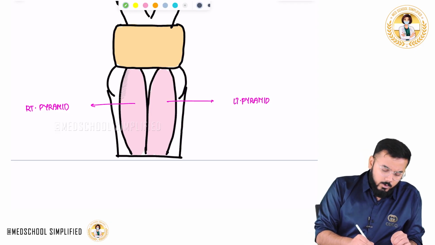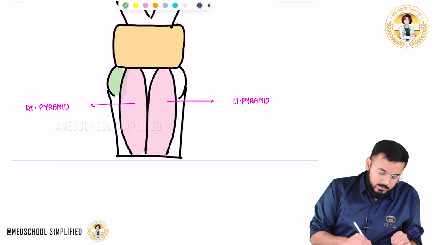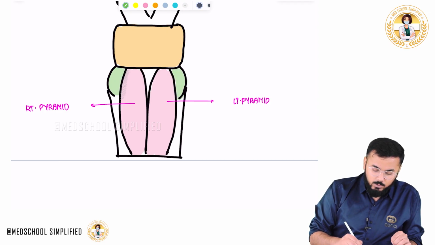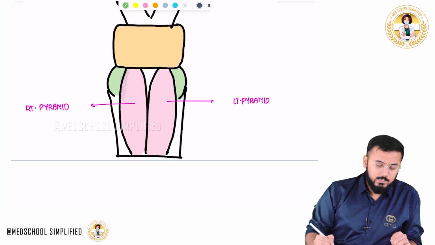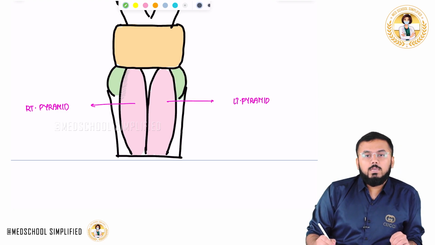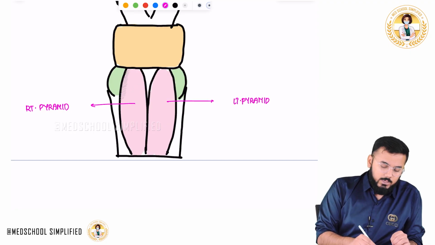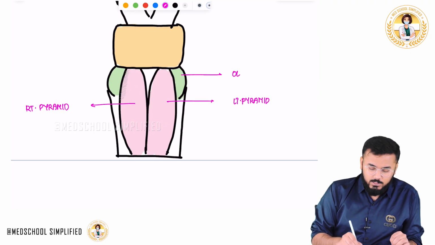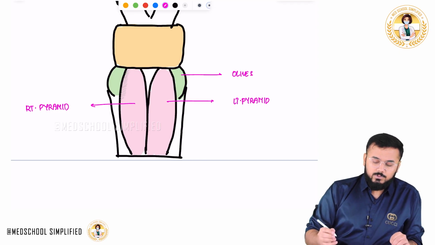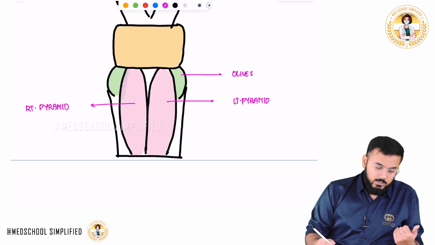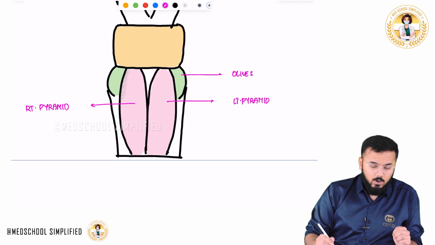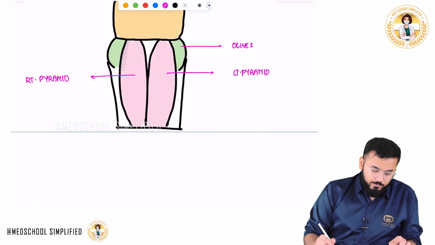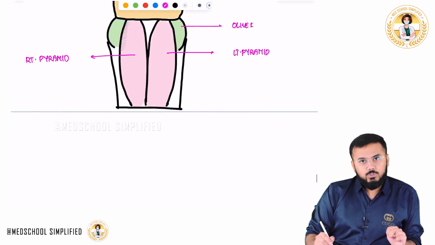Next important thing is these round shaped bodies which are located on the outer parts of the medulla oblongata like this. These structures are called olives. One is the right olive and the other is the left olive. Actually it is olive, but the right and left together you call your olives. These are the two important things which you need to know.